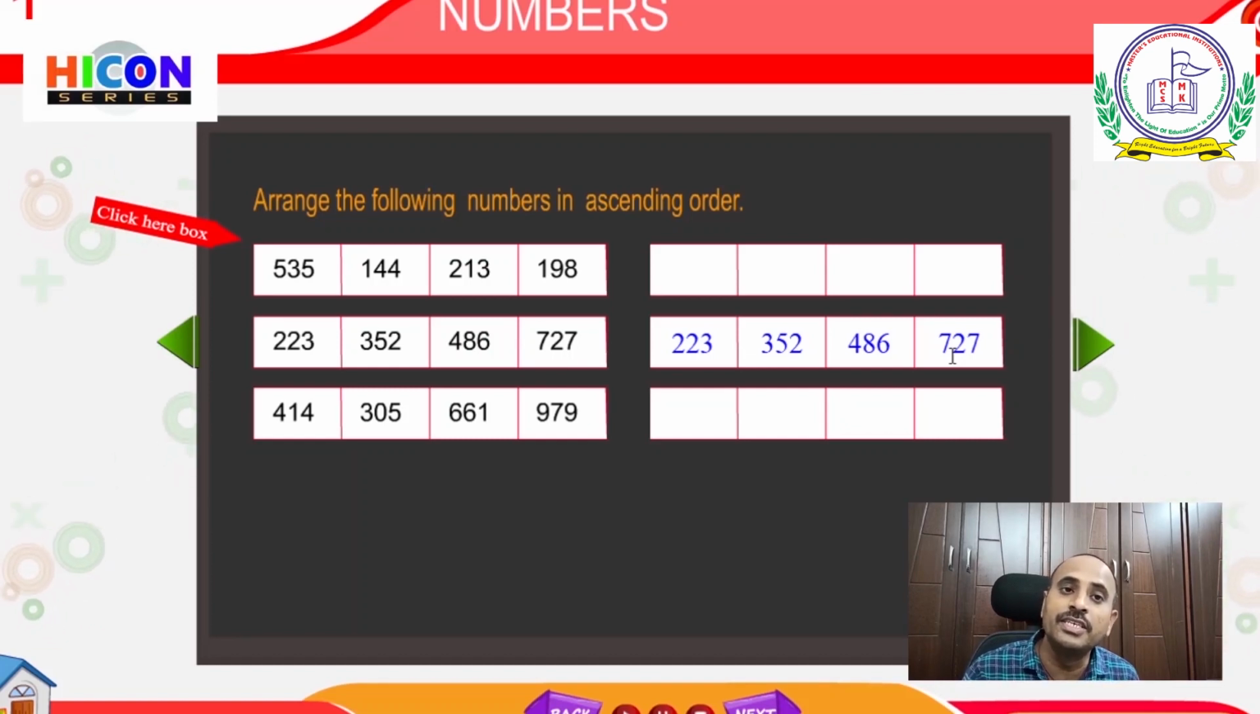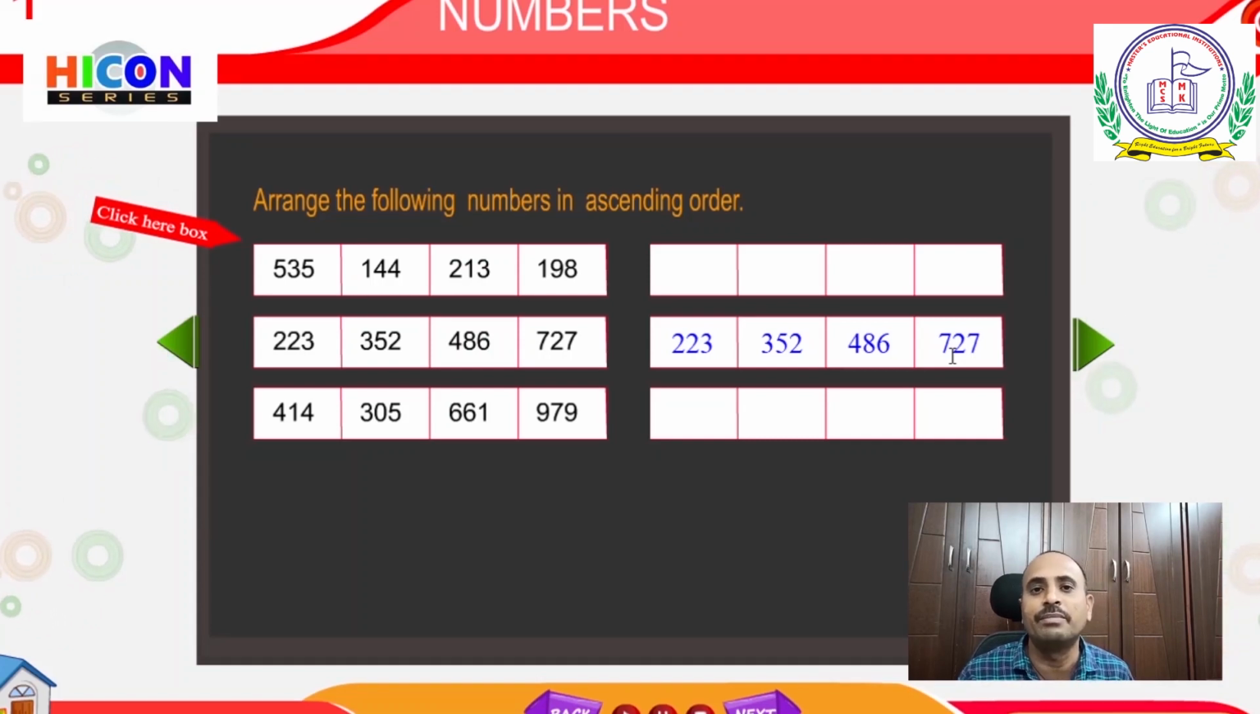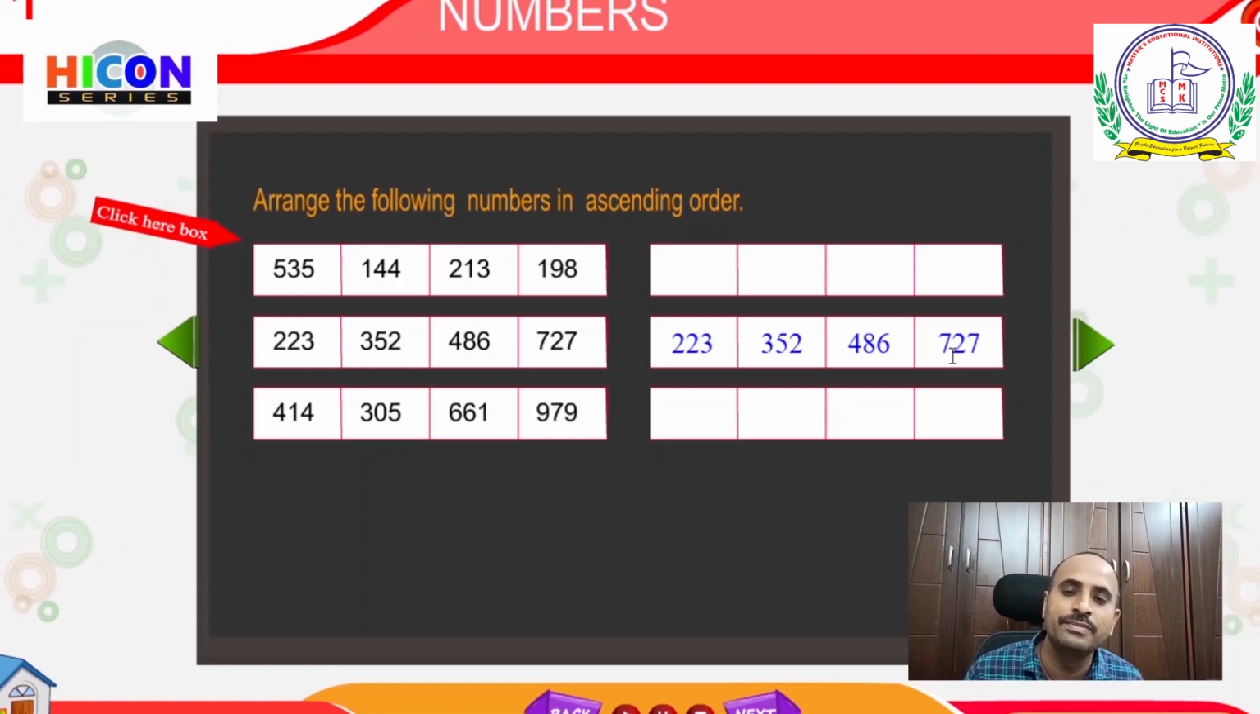If the first digits are same, then compare the second digits in every number. If the second digits are also same, then compare the third digit from the left side in every number. So this is the way of comparing numbers, and this is the way of writing ascending order. So children, this is about ascending order. Note down these problems in your notebook and practice the remaining third problem at your home.